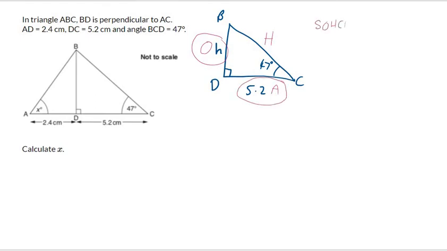Let's just remember SOHCAHTOA. So we've got O and A, so we're going to be using tan. So we write our equation for tan. So tan of the angle is equal to the opposite side over the adjacent side. And then we solve that equation. So to get H on its own, we multiply through by 5.2. Okay, and then we use the calculator. Right, that gives 5.58.